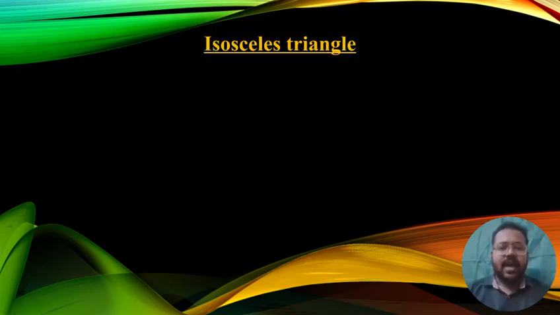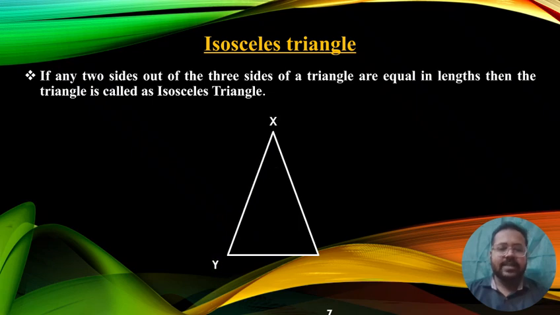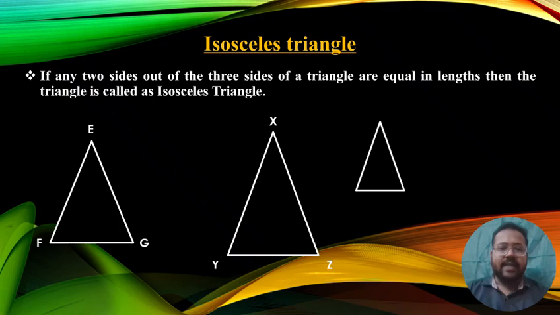This is the next type, isosceles triangle. If any two sides out of the three sides of a triangle are equal in length, then the triangle is called an isosceles triangle. Let's observe some figures. This is triangle XYZ, this is triangle EFG, and this is triangle STU.